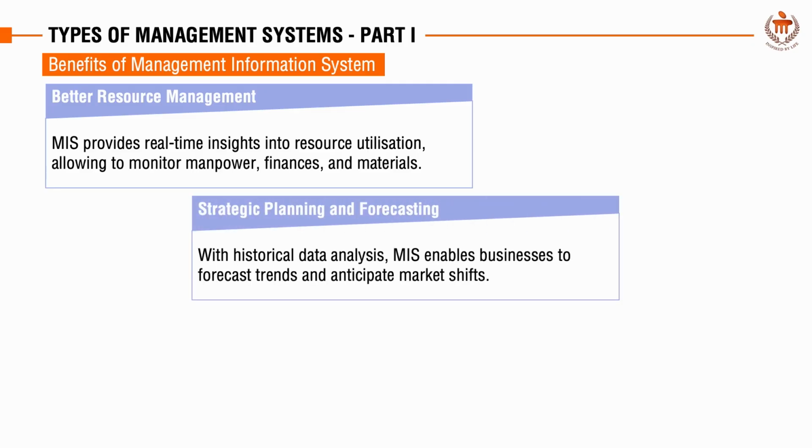Strategic planning and forecasting. With historical data analysis, MIS enables businesses to forecast trends and anticipate market shifts. This supports robust strategic planning, helping organizations adapt to competition, market demands, and evolving customer needs.